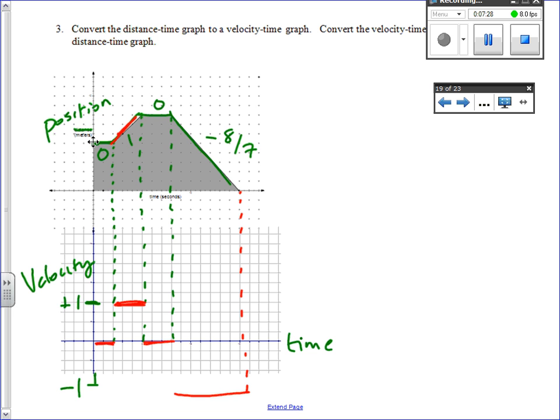This is a discontinuous function, so there are no connecting lines between those horizontal lines.